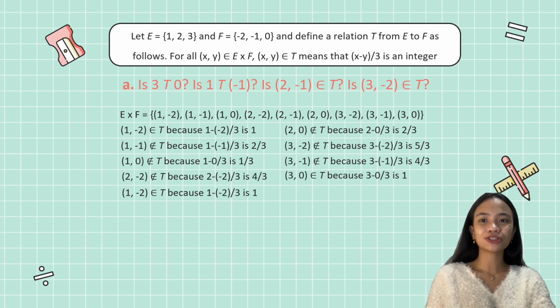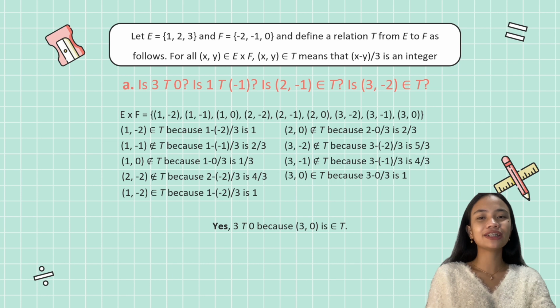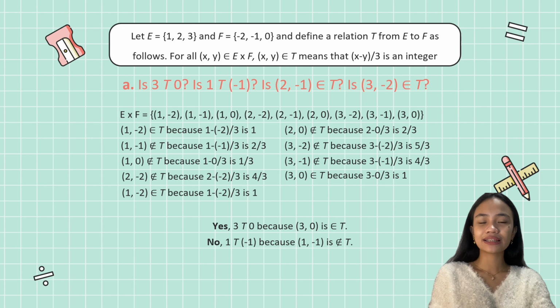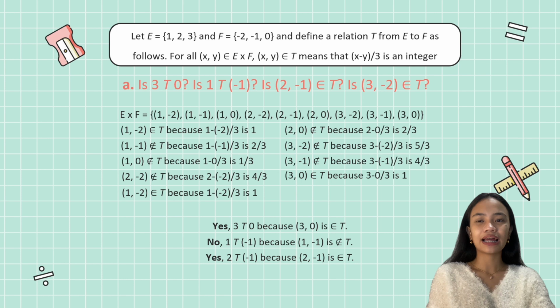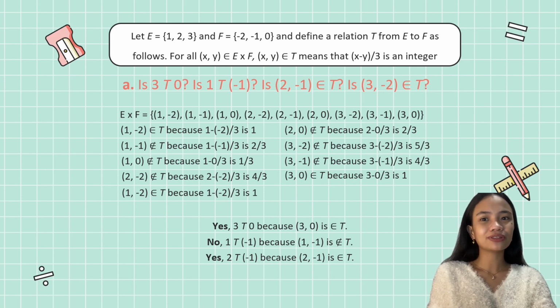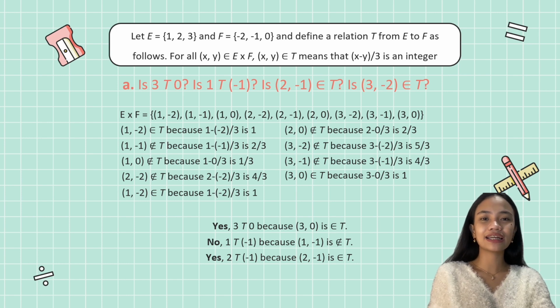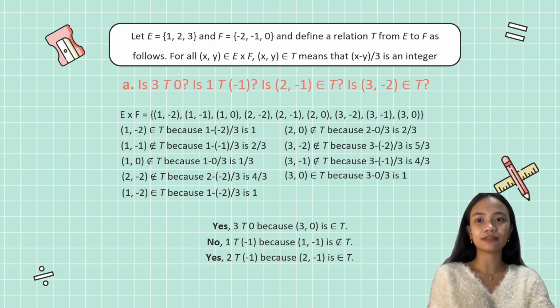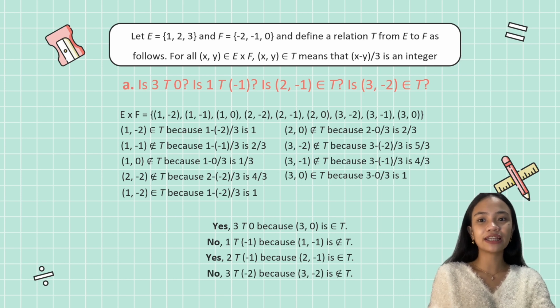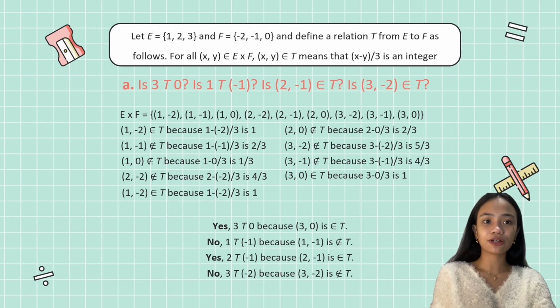So to answer the question, yes, 3 is related to 0 because 3, 0 is an element of relation T. 1 is not related to -1 because 1, -1 is not an element of relation T. And 2 is related to -1 because 2, -1 is an element of relation T. And 3 is not related to -2 because 3, -2 is not an element of relation T.